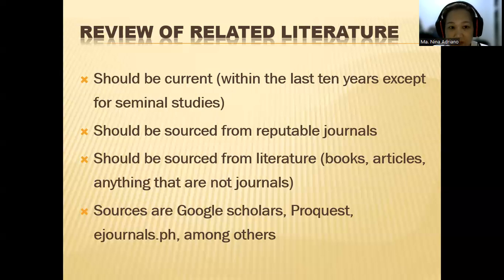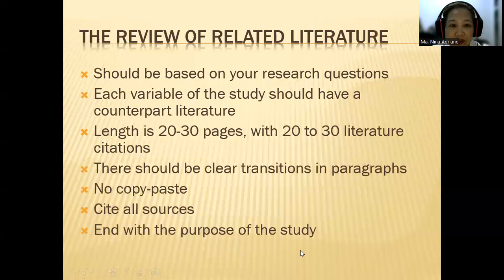All right. Next, the review of related literature should be based on the variables of your study. Each variable of your study has a corresponding statement of the problem or research question. That's why every review of related literature has a subheading, and each subheading is a variable of your study. The length of the review of related literature is 20 to 30 pages, but I've explained this already. I'm not so particular with the pages as long as you're able to present your study clearly.